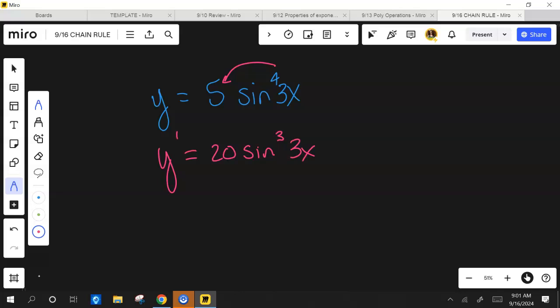Then I move a step inside. One more layer in. Cosine 3x. Yes? It's cosine of 3x. The 4 multiplied to the 5 to give me 20.